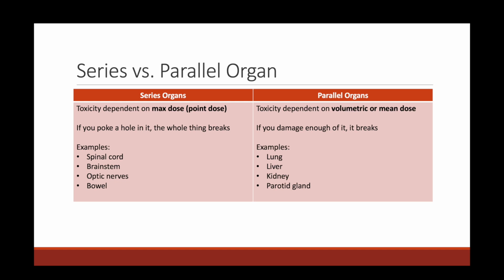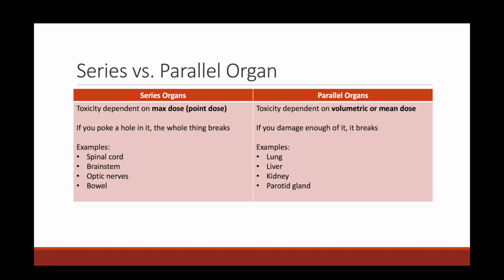So going back to human anatomy, series organs tend to be long tubular structures. Think of things like the spinal cord, the brainstem, the optic nerves, the bowel, a long tubular structure. And with these structures, it's just like a series circuit. So if you poke a hole in it, in any one area of this organ, the whole thing is going to break, right? If there's a spinal cord dissection in the thoracic level, then everything inferior to that thoracic level is going to be affected.